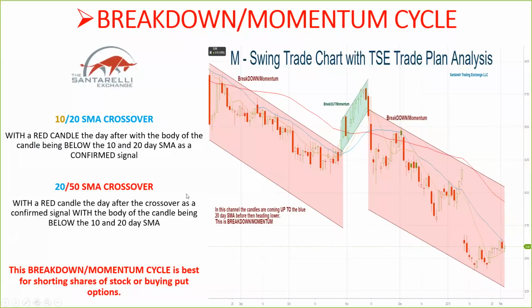So breakout momentum, you're waiting for that green candle the following day. Breakdown momentum, you're waiting for that red candle the following day for a confirmed entry. And the breakdown momentum cycle, this cycle is best for shorting shares of stock, buying put options, buying put spreads, and day trading or swing trading short shares or puts.